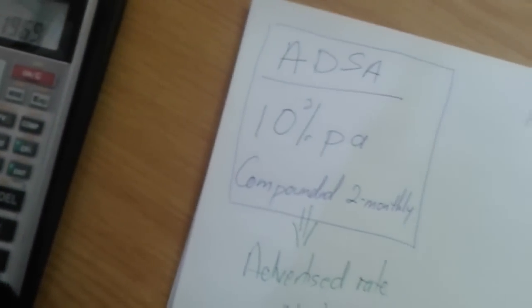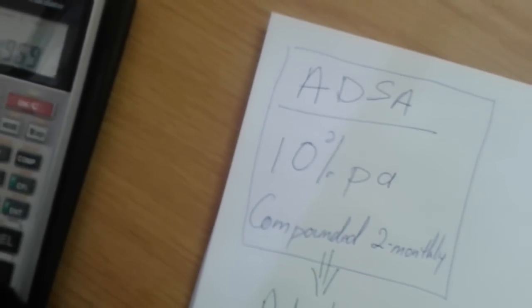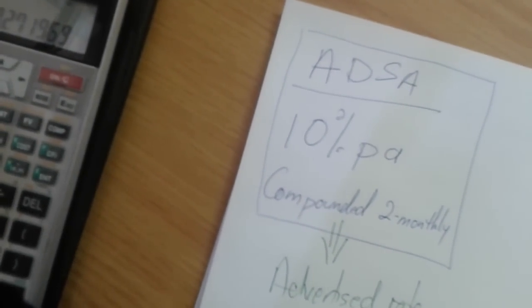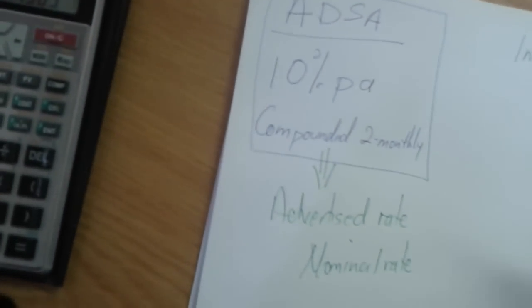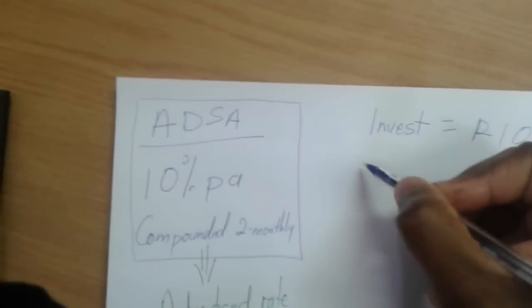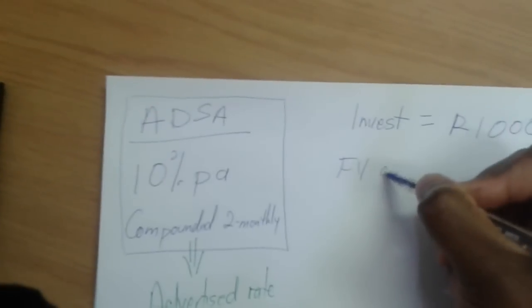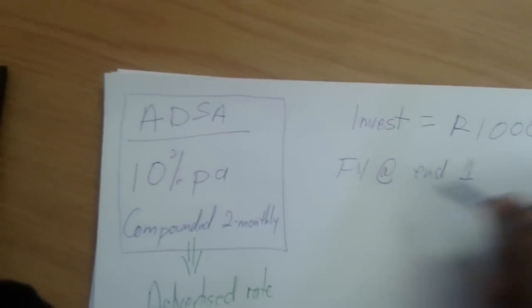We did this question just now, so there's no need to waste time. Or anyway, that one was for 3 years. My apology. So we might have to do this again from scratch. So let's see, how much are you going to receive at the end of the year? So FV at end of year 1.